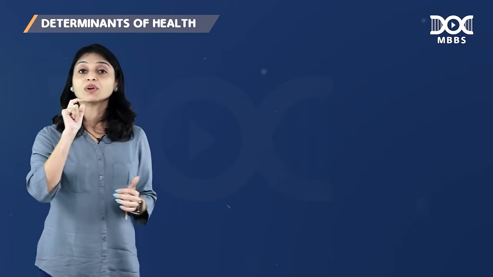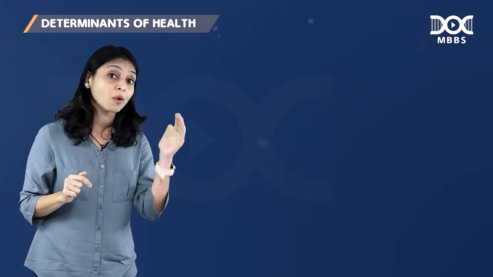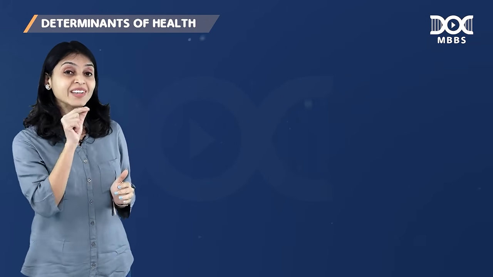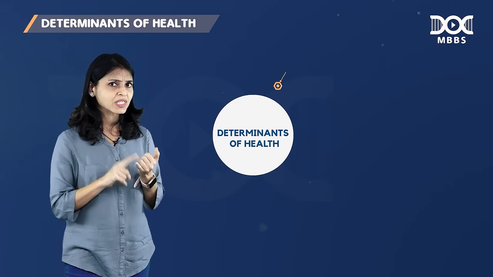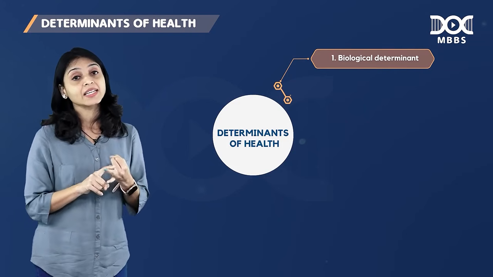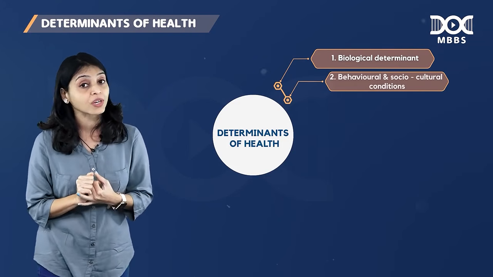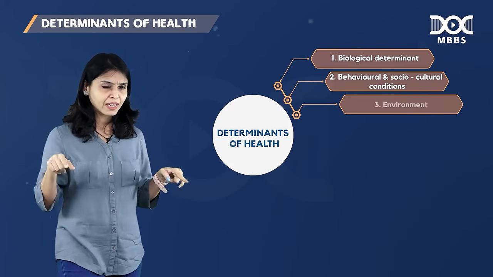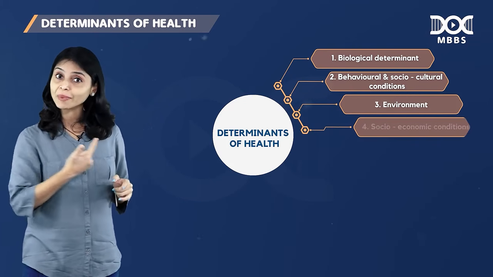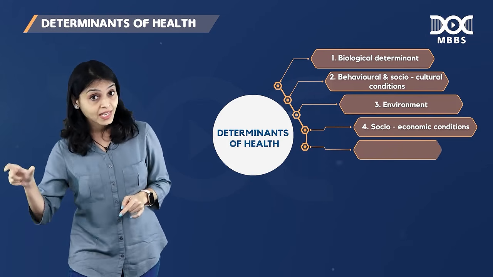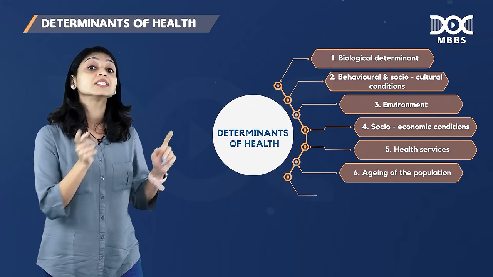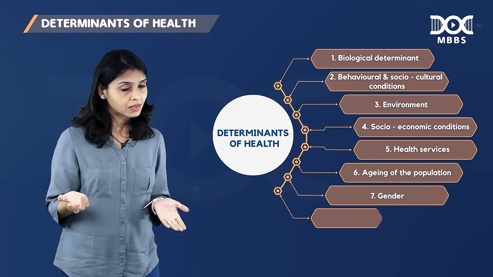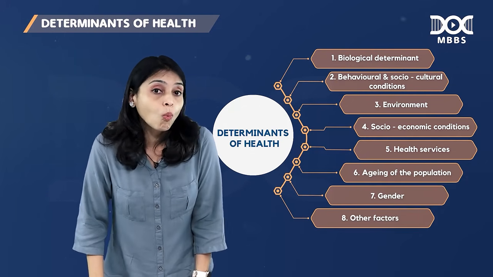Suppose you are asked for a short note on determinants of health, which is another competency that is important for your exam. You have to first list them. There are 8. Let me list them one by one. First is biological determinant. Second is behavioral and socio-cultural condition. Third is the environment. Then, socioeconomic condition. Then, the health services existing in that area. Sixth, aging of the population. Seventh, gender. Eighth, some other factors. Now, let's go one by one.